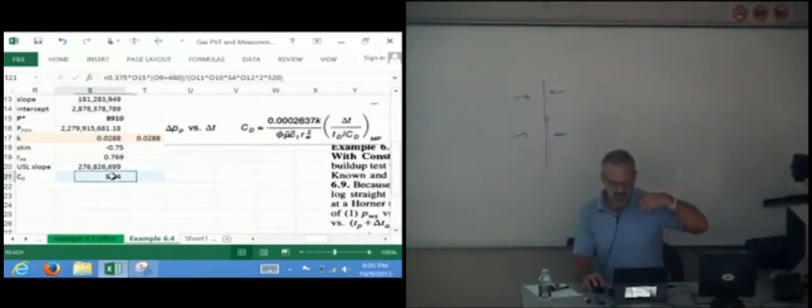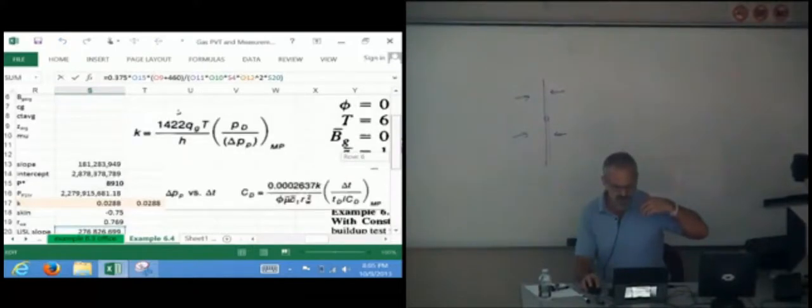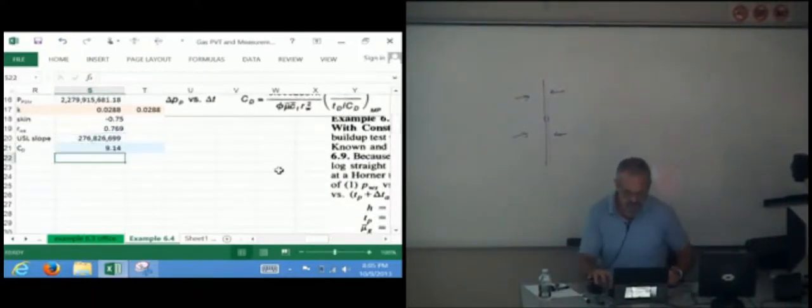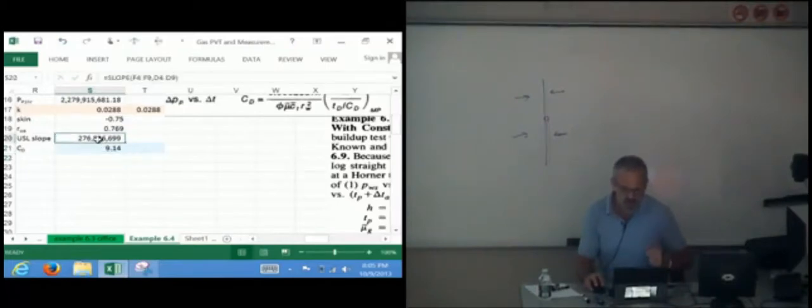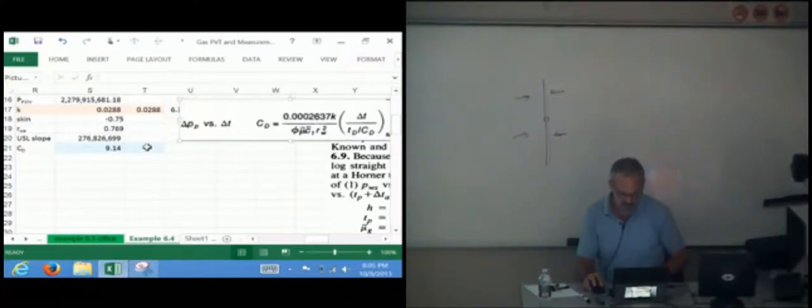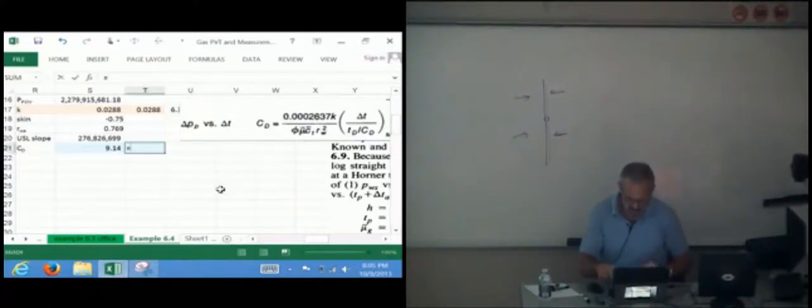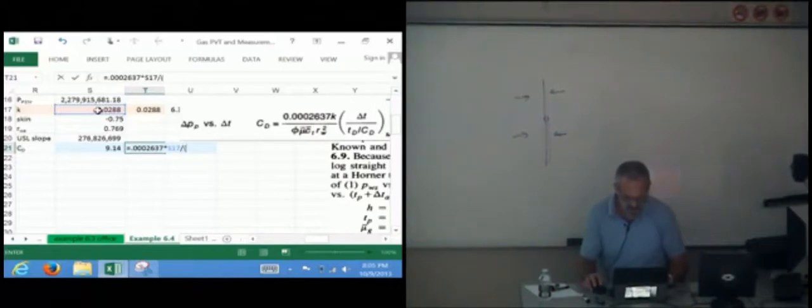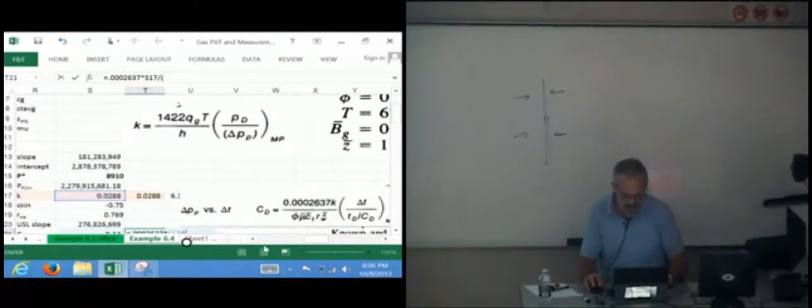Okay, remember we got C sub D utilizing perm and all of our reservoir parameters and our unit slope straight line. Now I'm going to use it from our type curve match. Equals 0.0002637 times the perm, divided by phi mu C sub T RW squared.